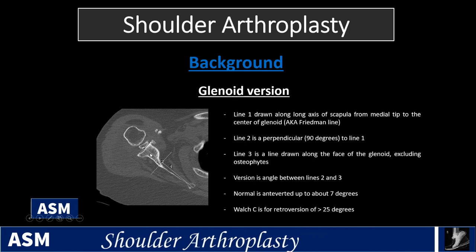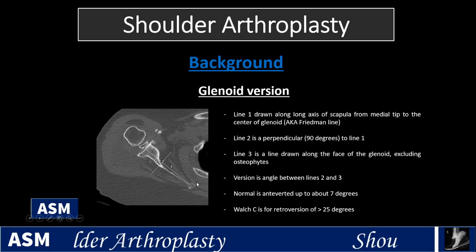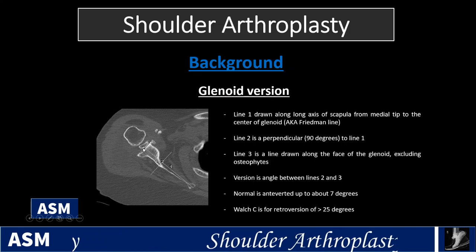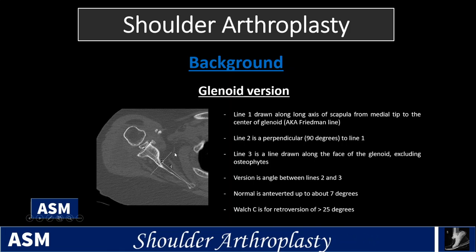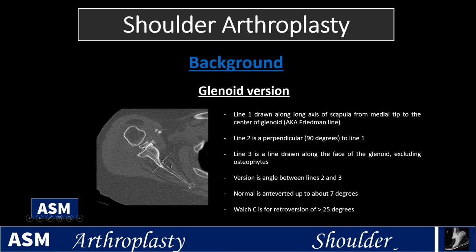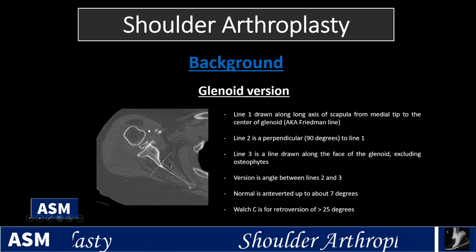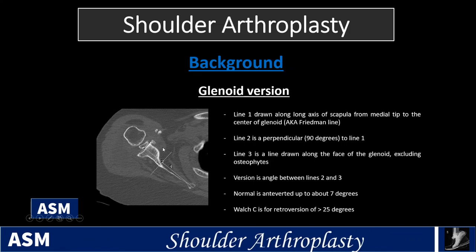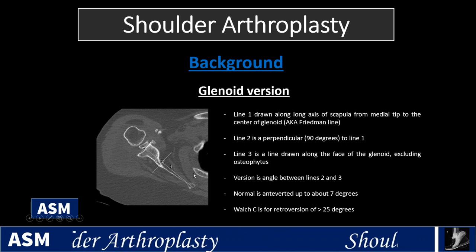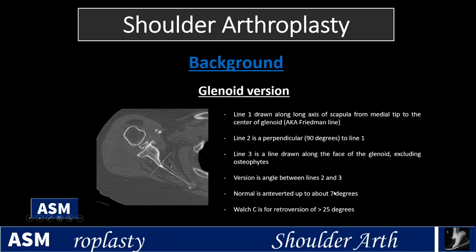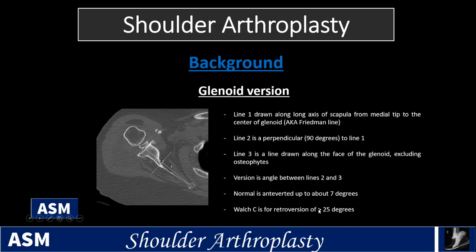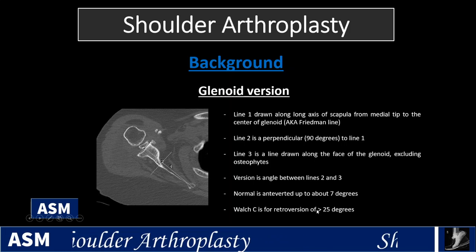To do this, you're going to draw a Friedman line first. This is the line from the medial tip of the scapula to the center of the glenoid, again at or just below the level of the coracoid process. You're going to draw line 2, which is a perpendicular, and then line 3 is going to be across the face of the glenoid, and you're going to exclude osteophytes. If it's opening this way, it's anteverted, and retroverted this way. The angle between lines 3 and 2 will be the version. Normal can be anteverted up to 7. You can have some degree of retroversion as well. Typically greater than 10 degrees is going to be pathologic, and greater than 25 degrees is going to be a Walsh C.